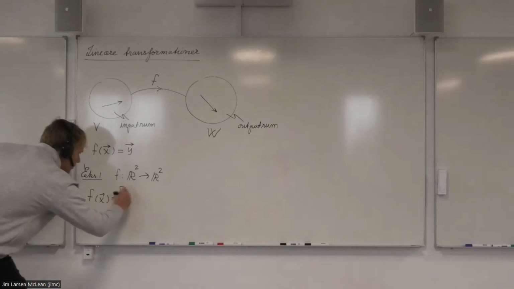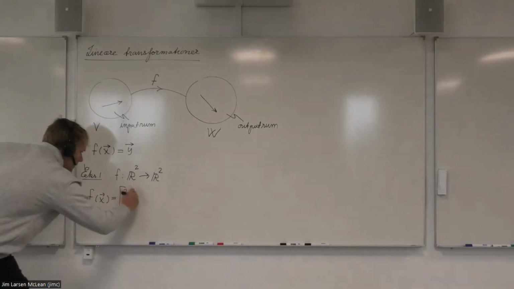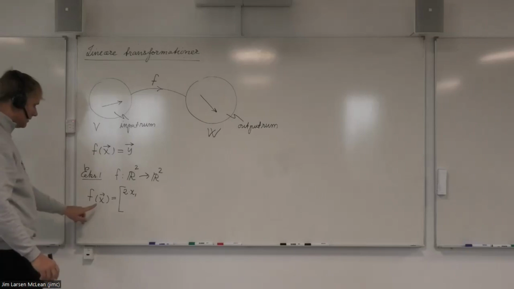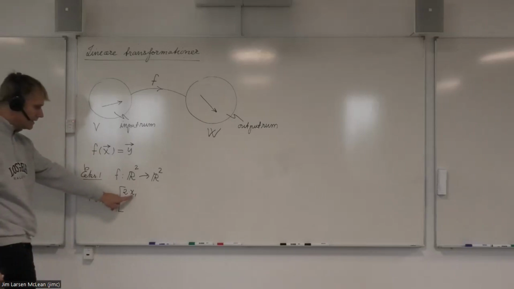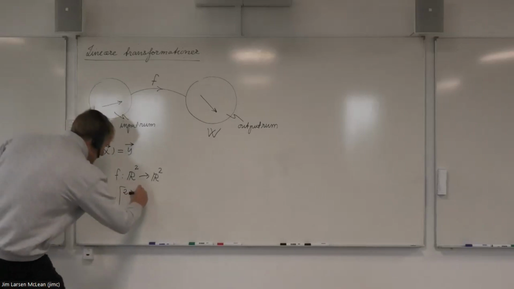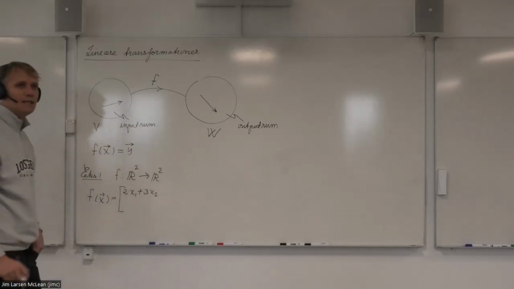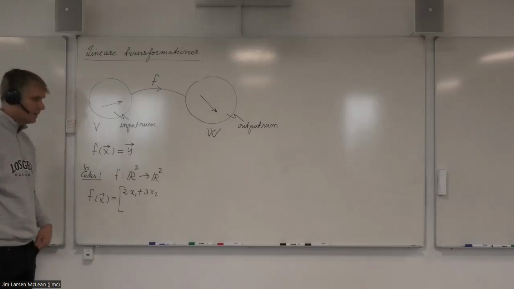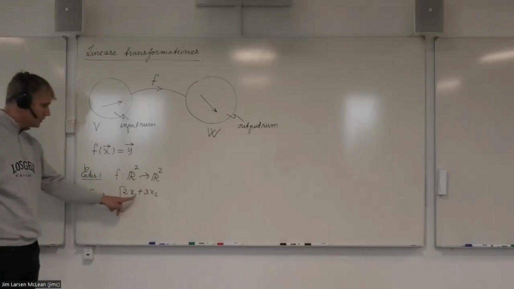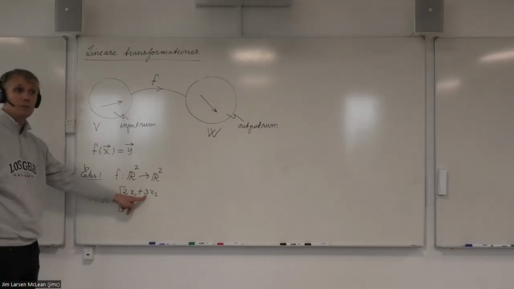It takes 2 times the first coordinate of vector x. So this vector x has a first coordinate called x1. And to that, it adds 3 times the second coordinate of vector x. And that's just something I'm making up right now. There's nothing special about the number 2 or the number 3. I'm just coming up with it.